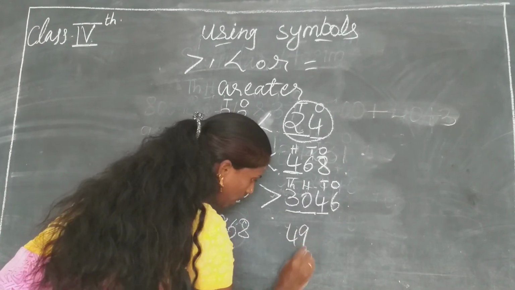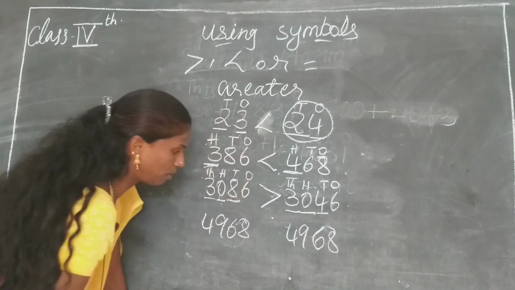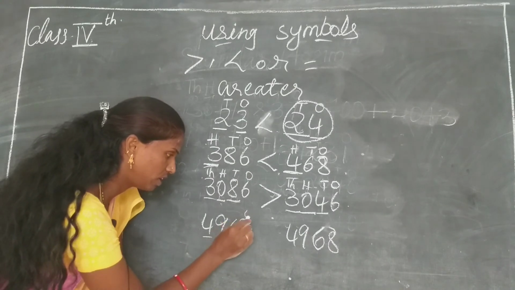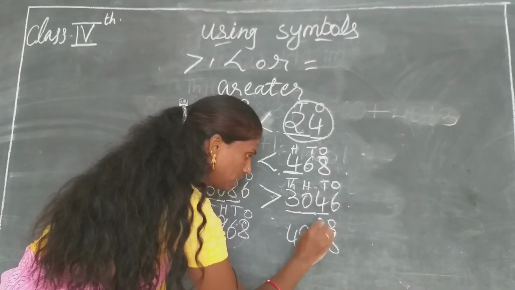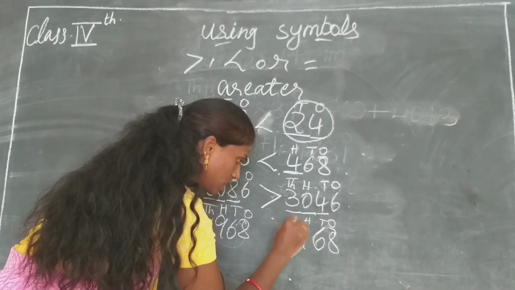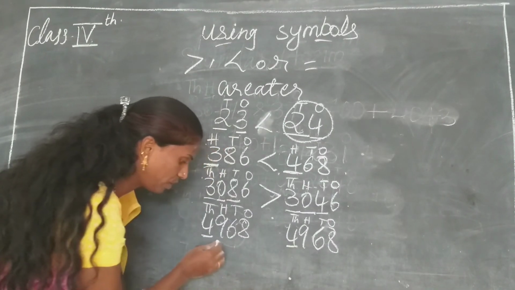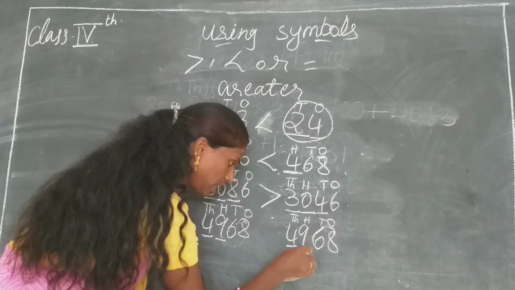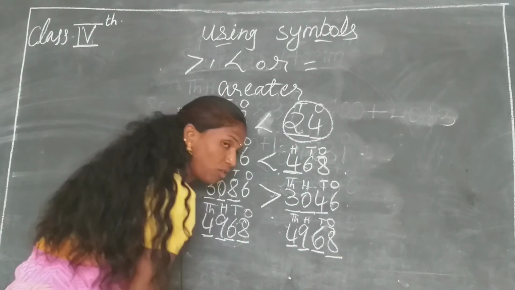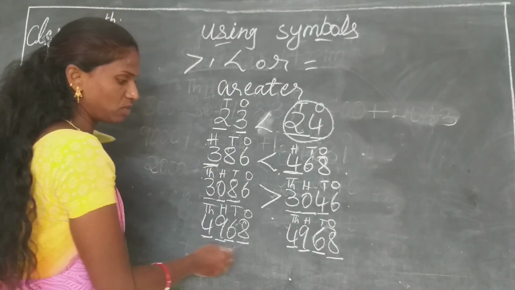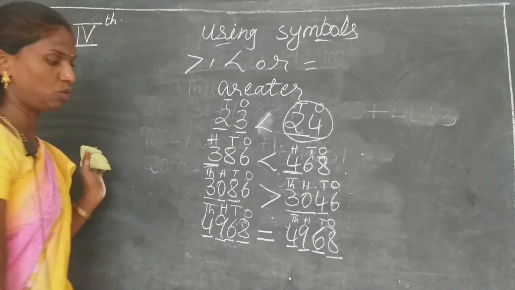4968, 4968. This is my value. Now we will compare the numbers. First we have to arrange them in place values. Here also ones, tens, hundreds, thousands. Here 4, here 4, here 9, in hundreds place 9. Here 6, here 6, here 8, here also 8. So when we compare each place value, all the numbers are equal. So which sign do we have to put? We have to put the equals to sign.